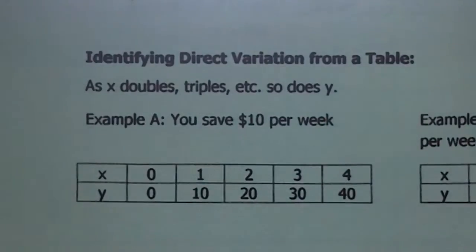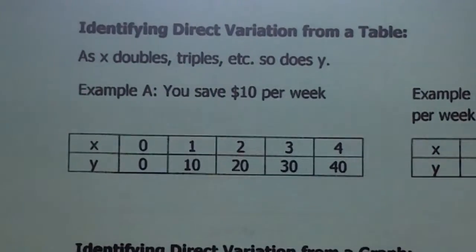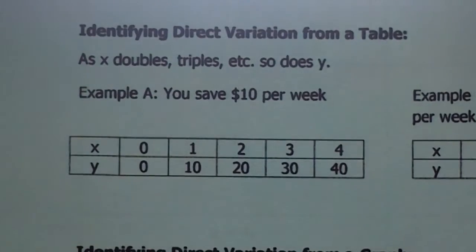Okay, so I'm going to be giving you tables, and I'm going to ask you, does this table show direct variation? Is there a proportional relationship going on? And the way to tell from a table is that as x doubles, triples, quadruples, etc., y does also. Okay, so here's what I mean, and you need to check a whole bunch of them to make sure.